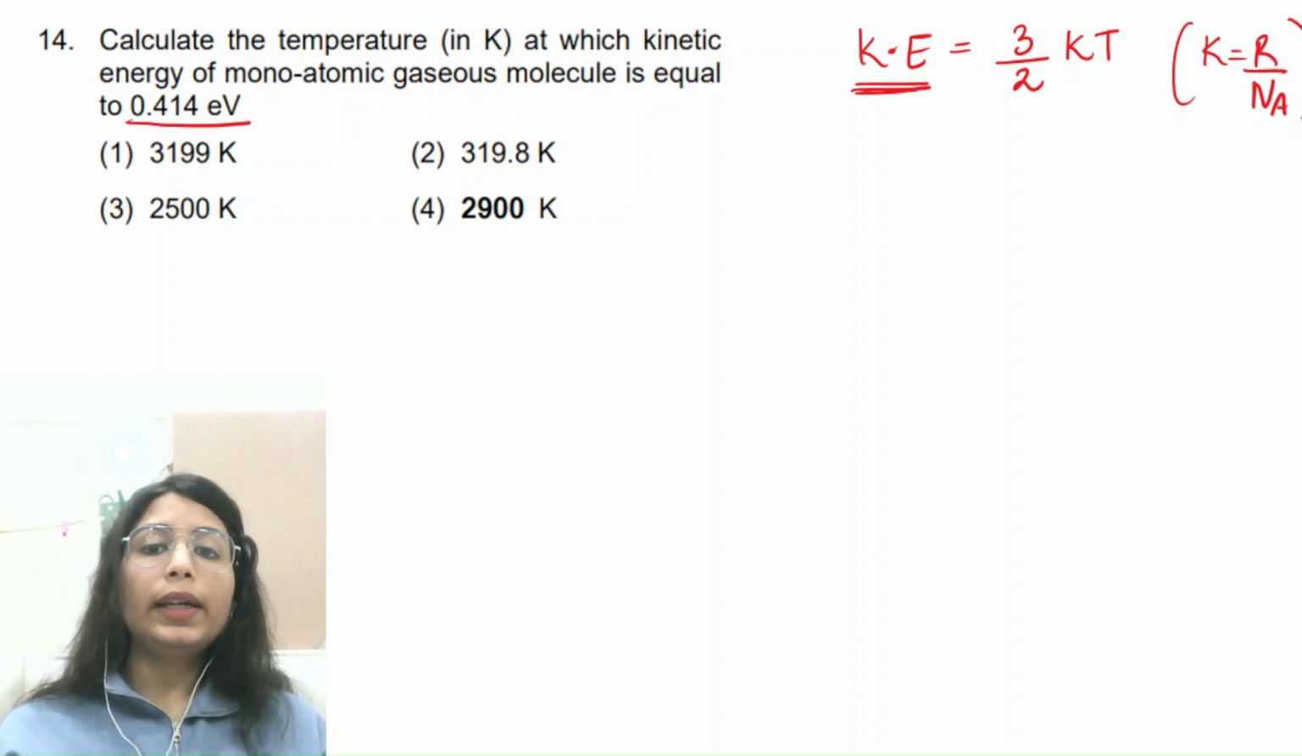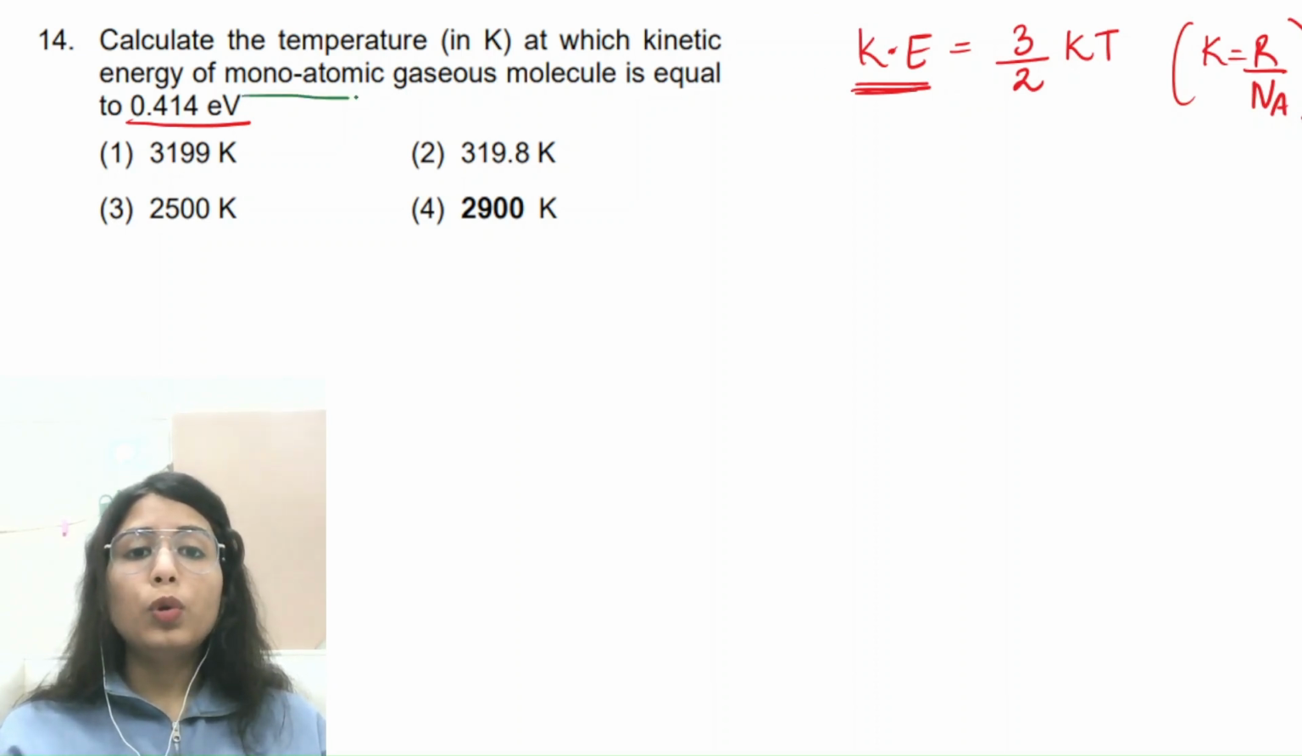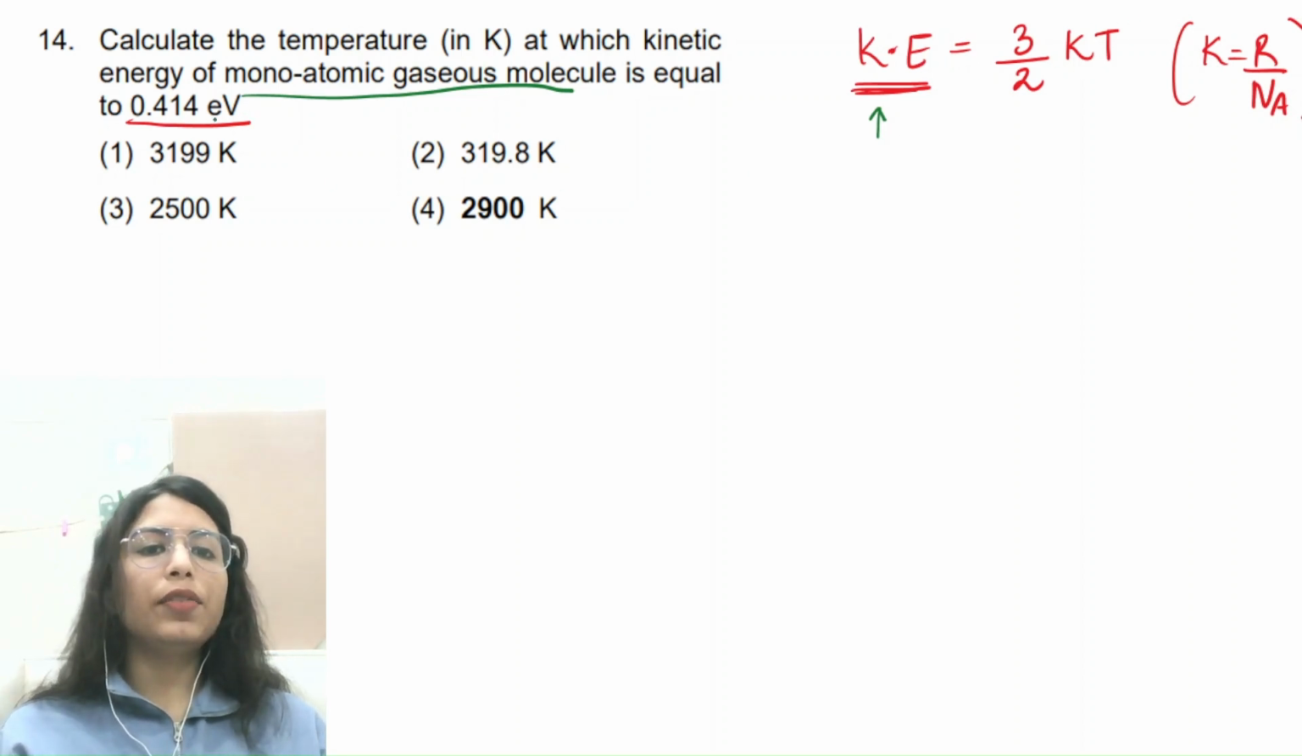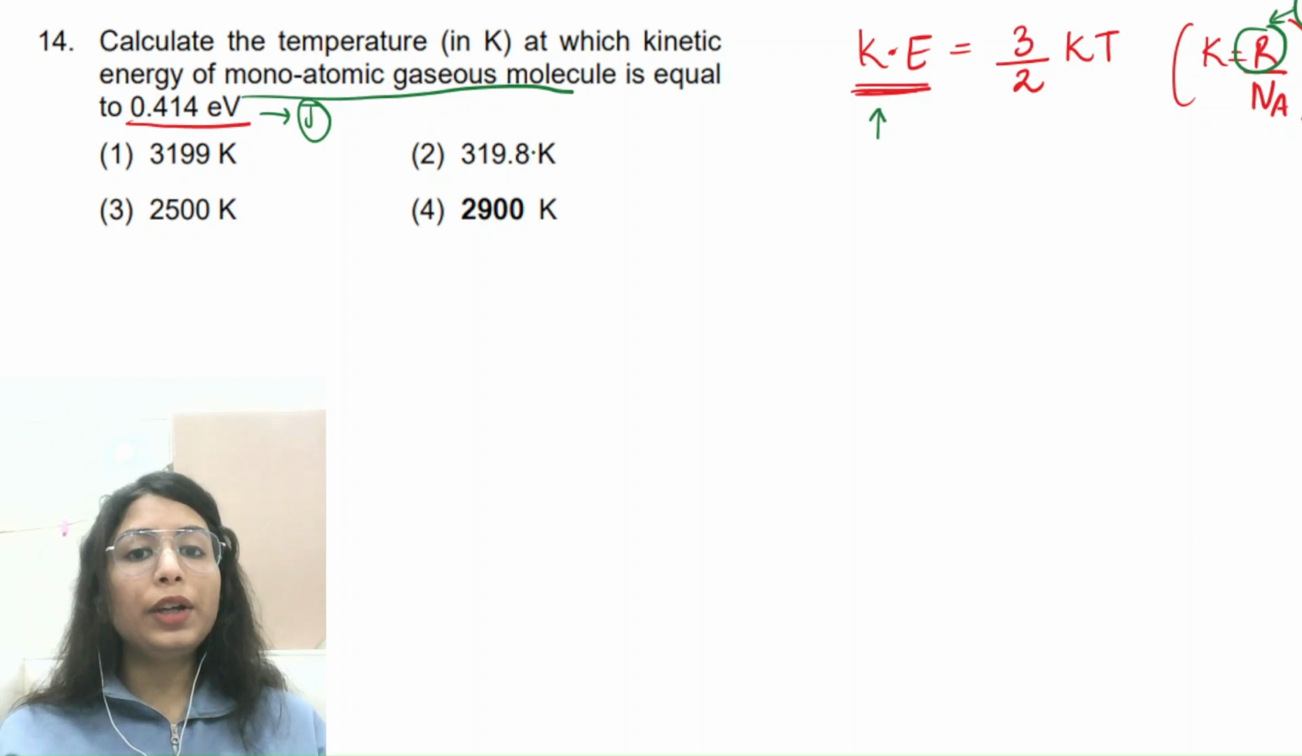Since you need to calculate the temperature over here, how have I written this formula? First I have written the energy of a monoatomic gaseous molecule. I know that for a monoatomic gaseous molecule the energy is equal to 3/2 kT, right? And if I know the value of kinetic energy, I can equate them in order to find the value of T. Now this energy is given to you in electron volts, so you need to convert it into joules, because here you have to take the value of R in joules and cancel the units out so that you get your unit in Kelvin. So you also have to take care of these units while solving this question.